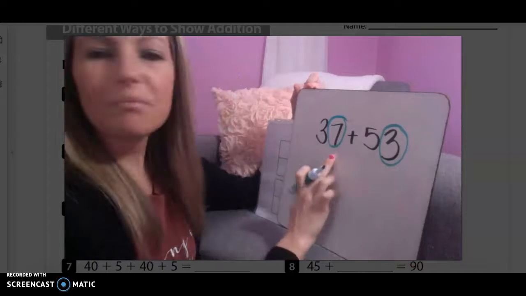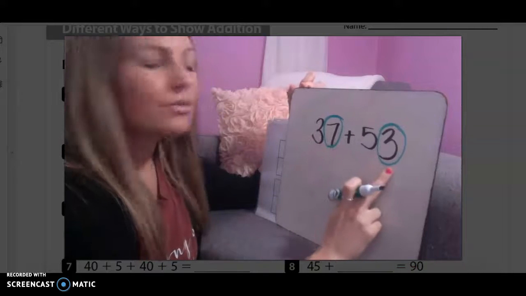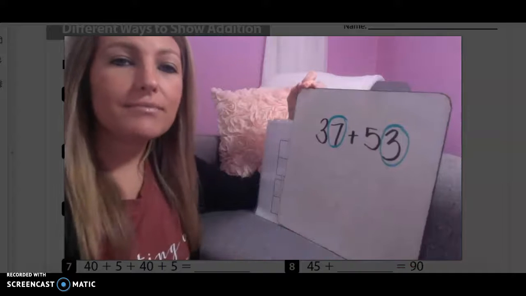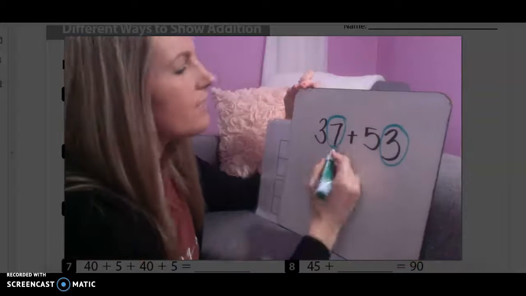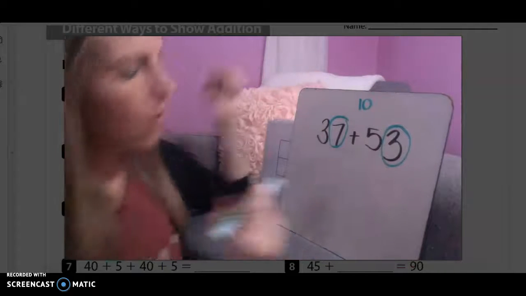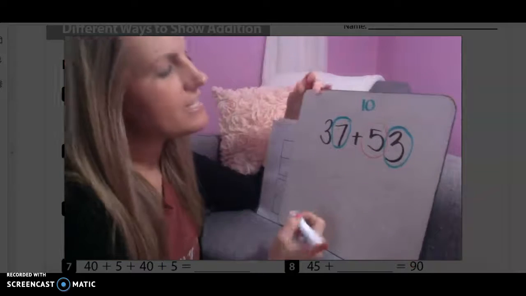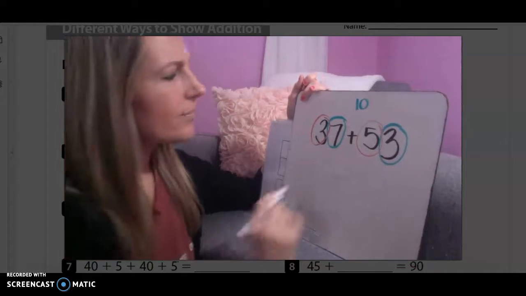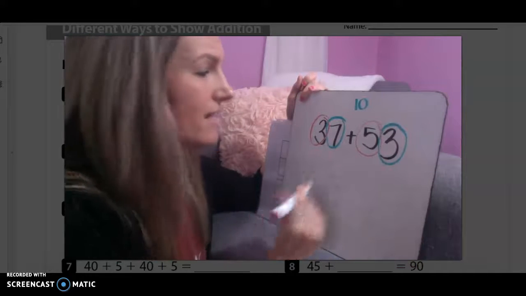I've got 7 ones in this number, and I've got 3 ones in this number. I'm going to add 7 plus 3. 7, 8, 9, 10. 7 plus 3 is 10. Now I'm going to add the tens. I've got 5 tens in this number and 3 tens in this number. 5 tens plus 3 tens, that's 8 tens.